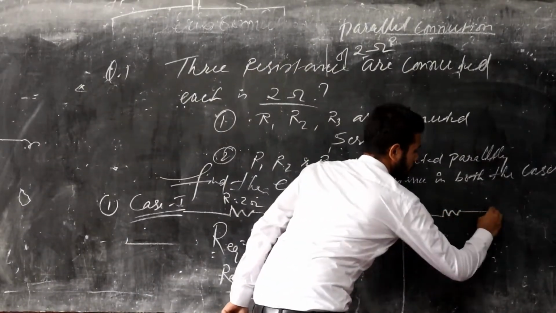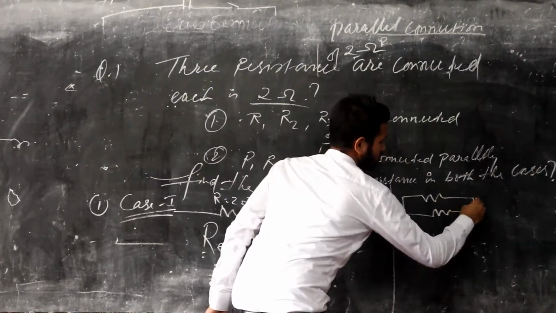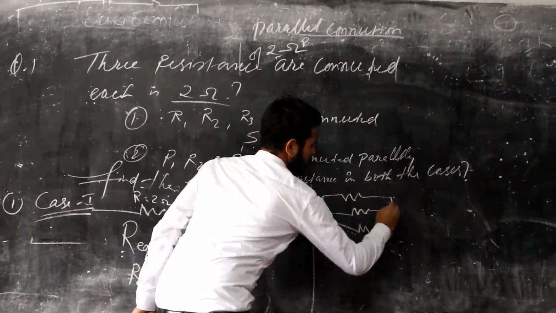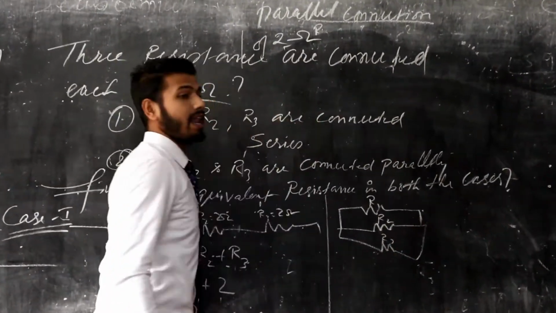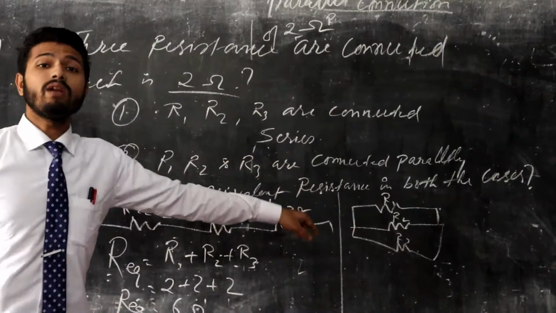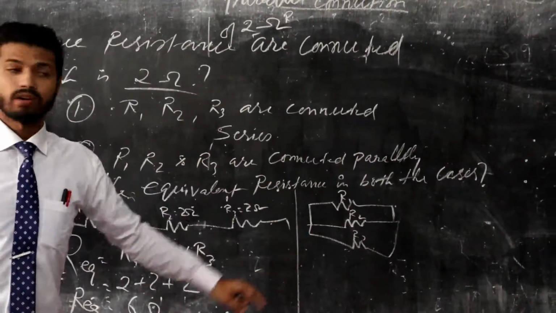This is R1, R2, R3. Now these are connected in parallel. It is asked to find the equivalent resistance in this mode. So how will you do it?